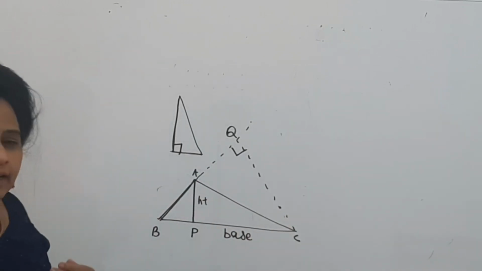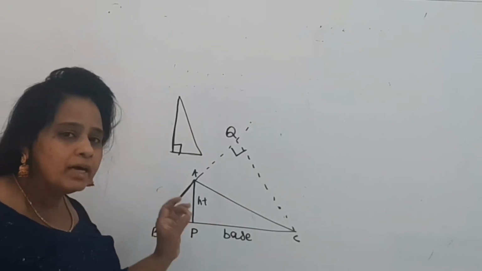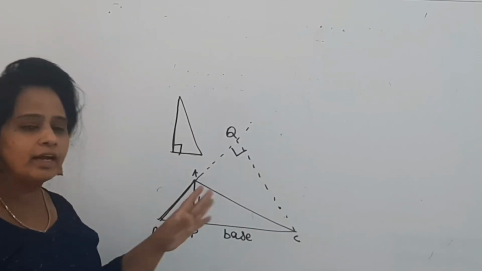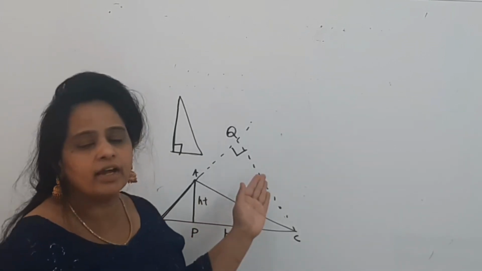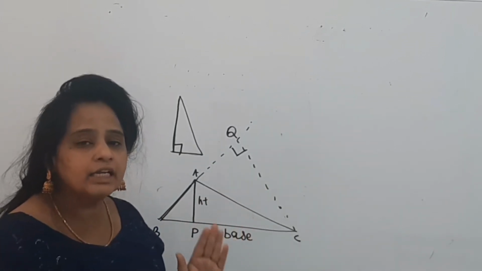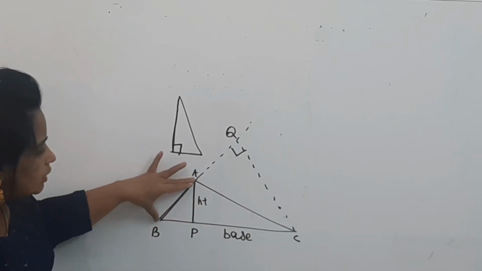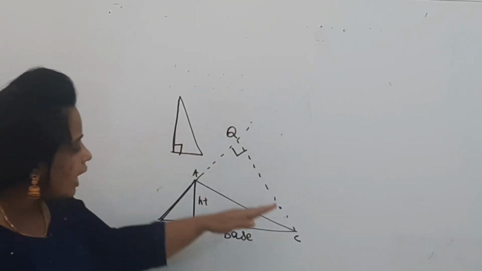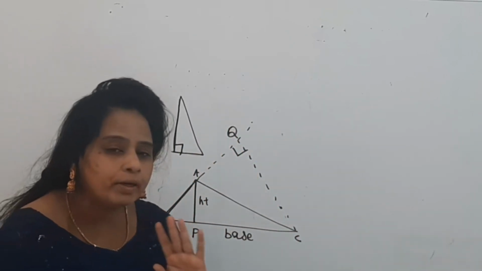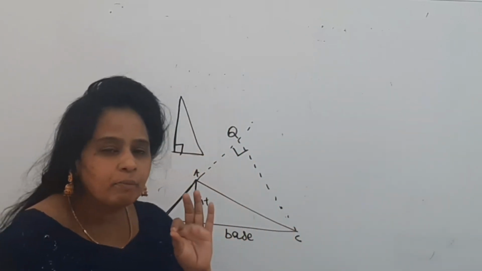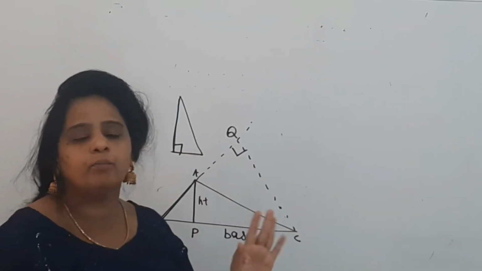Hope you understand. It is not compulsory that the altitude must lie within the triangle. The altitude can lie outside the triangle. It can be taken into consideration. Even though the base is only this much, you will extend that base and draw a perpendicular line. Why? Because the perpendicular is a must for an altitude. So it must make 90 degree with the base. That is a very, very important thing.